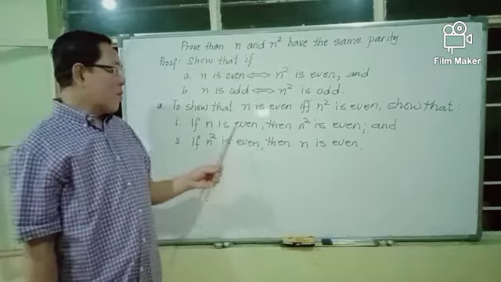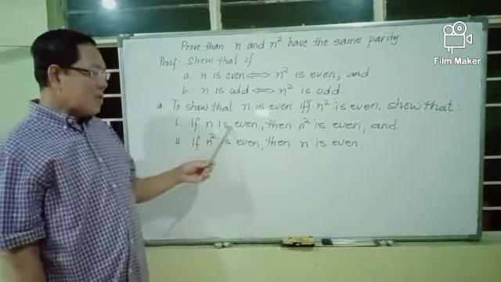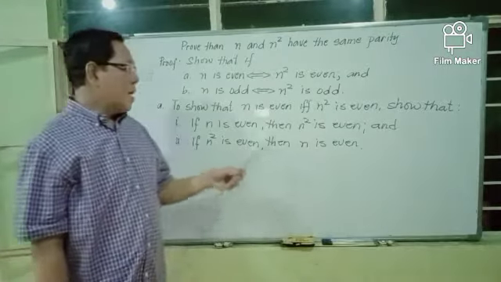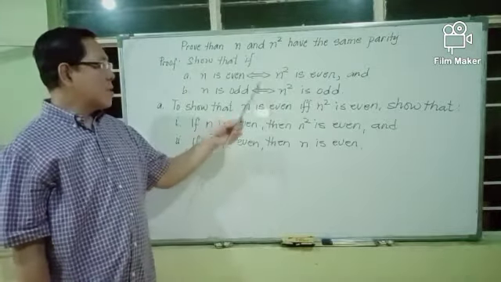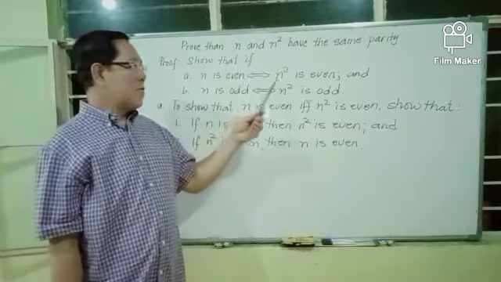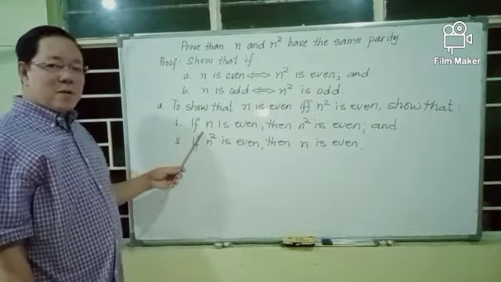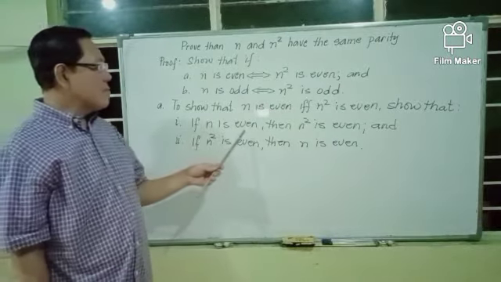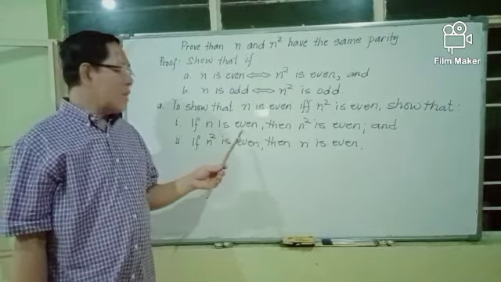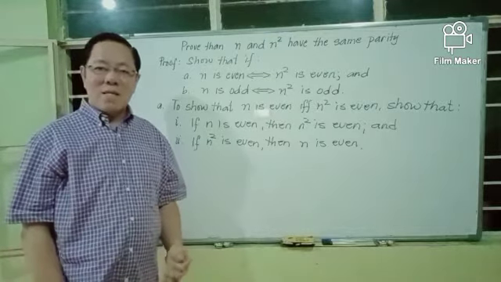This statement is the converse of the first statement, and the first statement is the converse of this one. If you combine these two statements, you get the biconditional statement: n is even if and only if n squared is even. We start with the first part. If n is even, then by definition of even number, n can be written as 2 multiplied by k, where k is some integer.